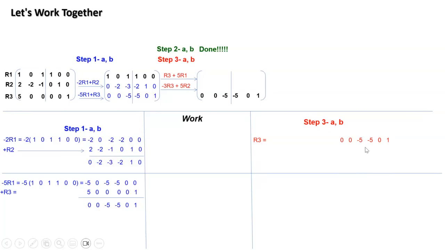Row 3 equals 0, 0, negative 5, 0, 1, plus 5 row 1. I multiply 5 times 1 will give us 5. 5 times 0 will give us 0. 5 times 1 will give us 5. 5 times 1 will give us 5. And 5 times 0 and 0 will give us 0, 0. After we add them, we get 5, 0, 0, 0, 0, 1. That's my new row 1.